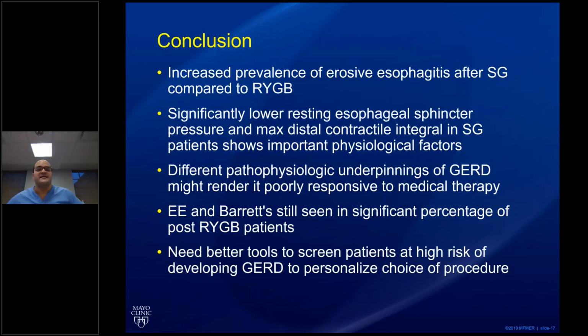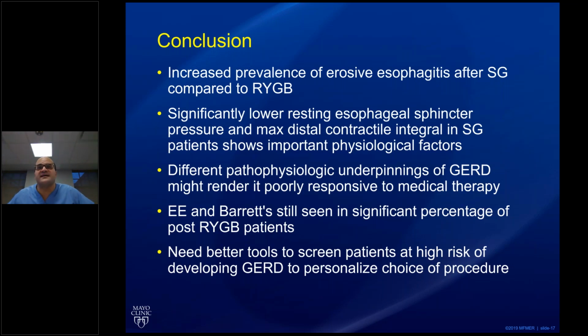But in conclusion, increased prevalence of erosive esophagitis after sleeve gastrectomy was documented in this cohort compared to Roux-en-Y gastric bypass. We have some insights into why this is happening, and we're showing that there is impact on the lower esophageal sphincter physiology and on the contractility of the esophagus that could be conducive to this reflux phenomena seen after these interventions.